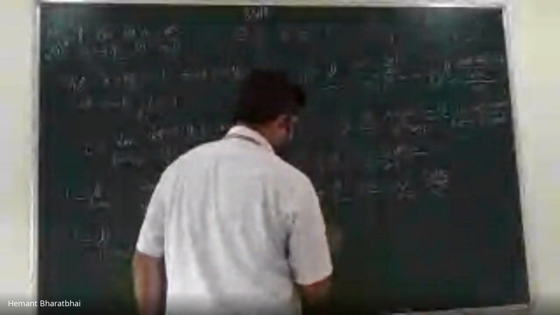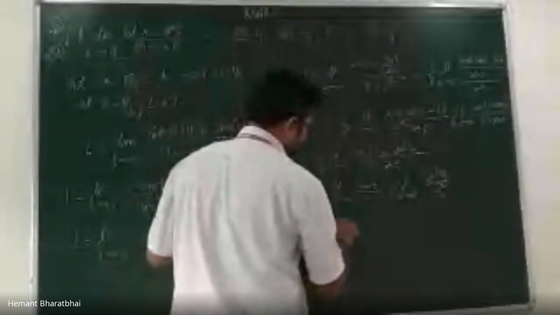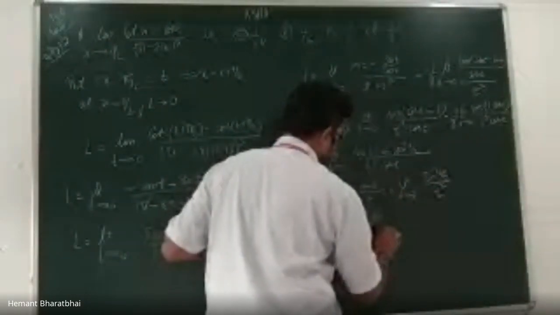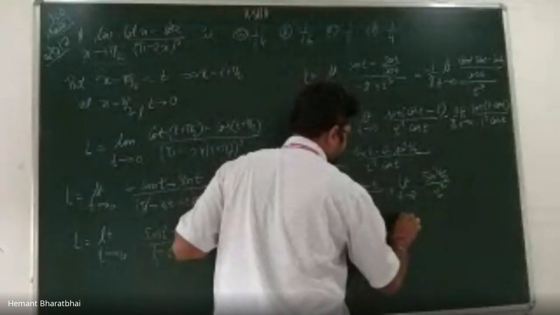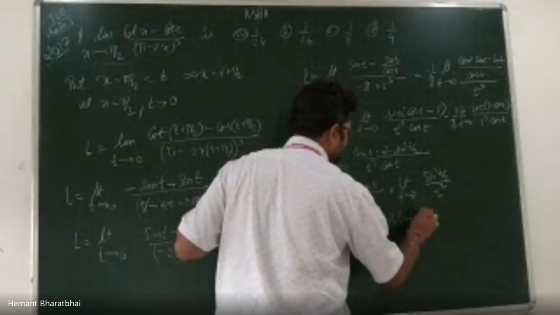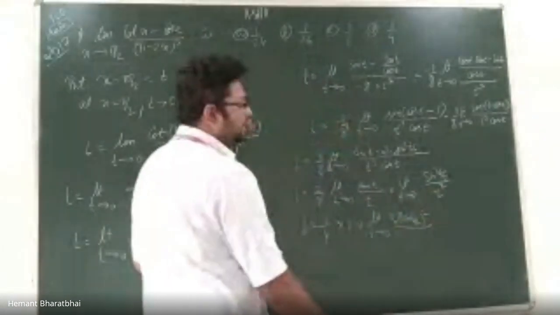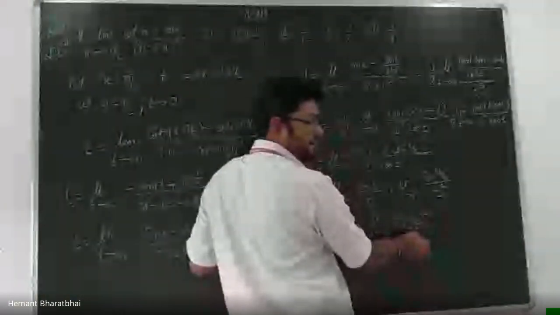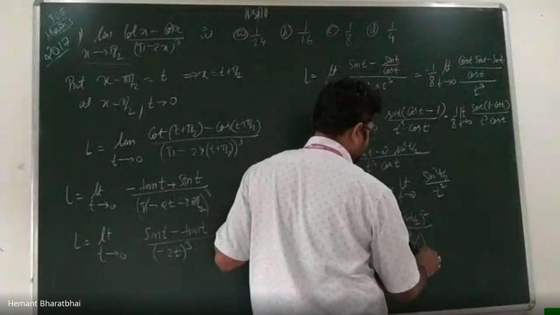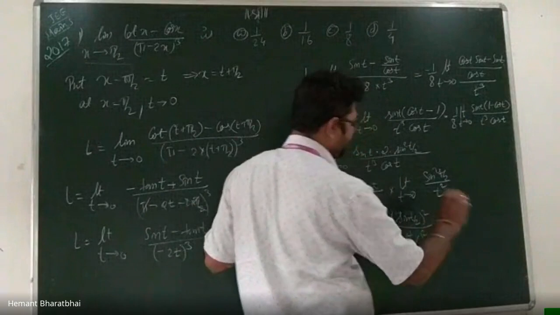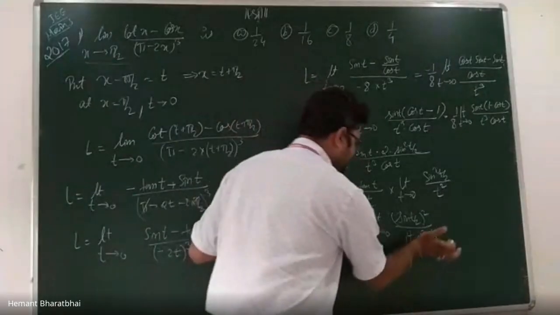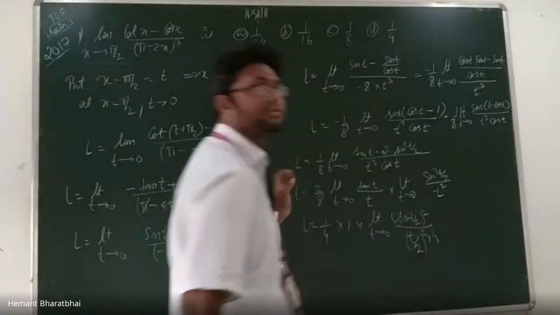So I will get 2 by 8, that will become 1 by 4 into 1. And over here, limit of t tends to 0, I have sine square t by 2, so it can be written as sine of t by 2 the whole square. Whatever term is over there, the same term I need over here. So I will have to multiply and divide by 4, so that I can write it as t by 2 the whole square. The 2 square is 4.